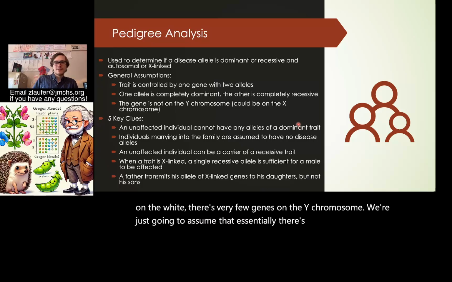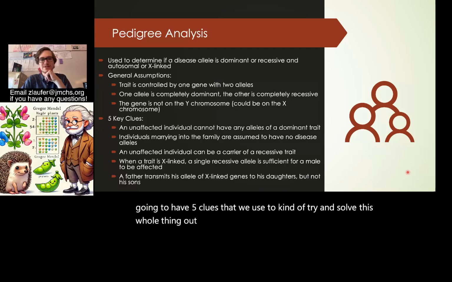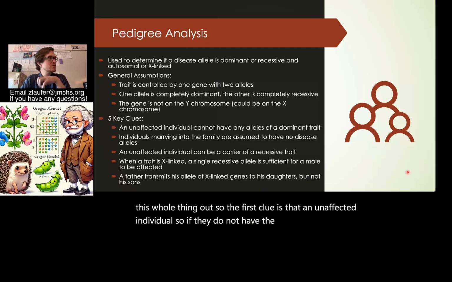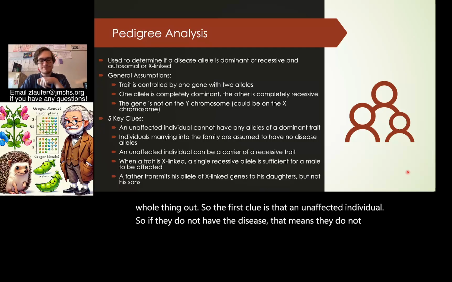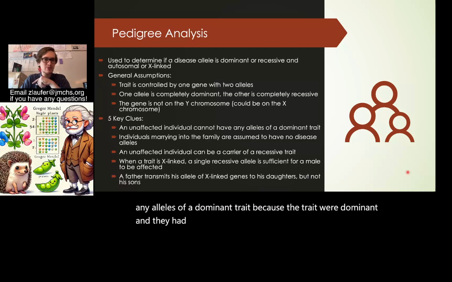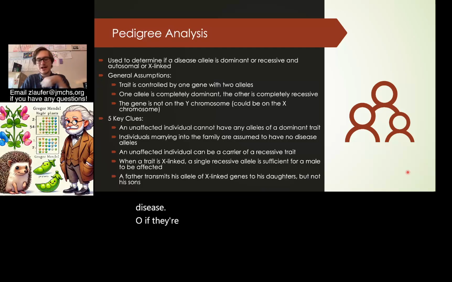And we're going to have 5 clues that we use to try and solve this whole thing out. So the first clue is that an unaffected individual, so if they do not have the disease, that means they do not have any alleles of a dominant trait. Because if the trait were dominant and they had an allele of it, that means they would have the disease. So if they're unaffected, that means they do not have any alleles of a dominant trait.